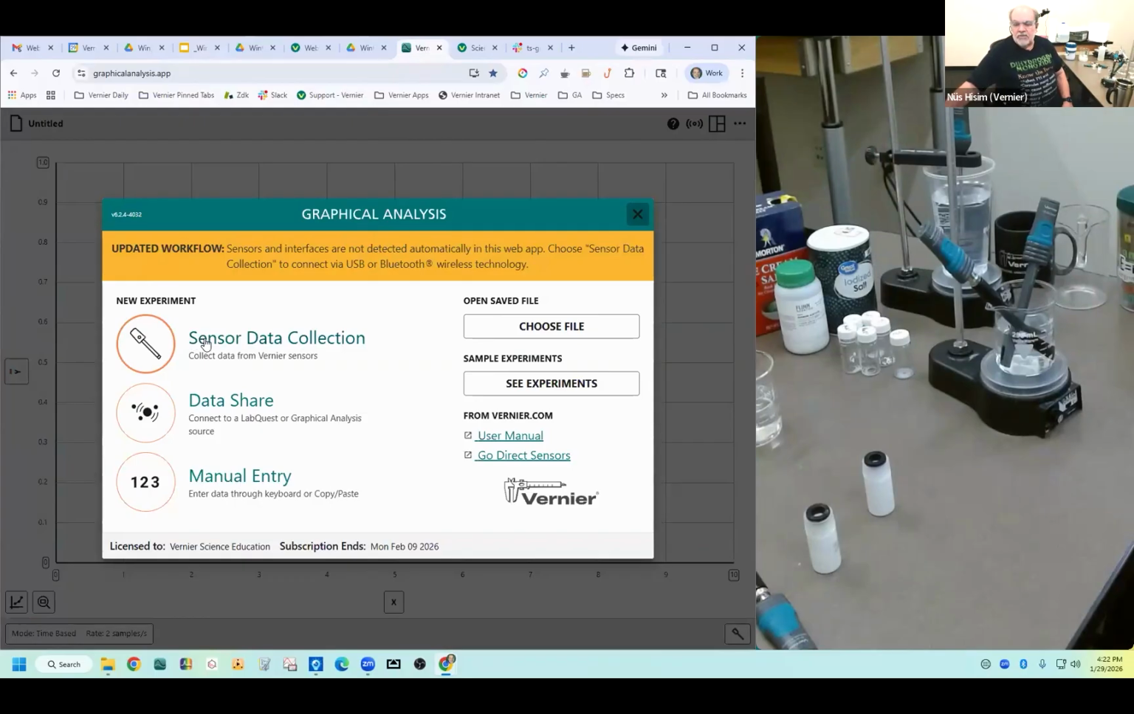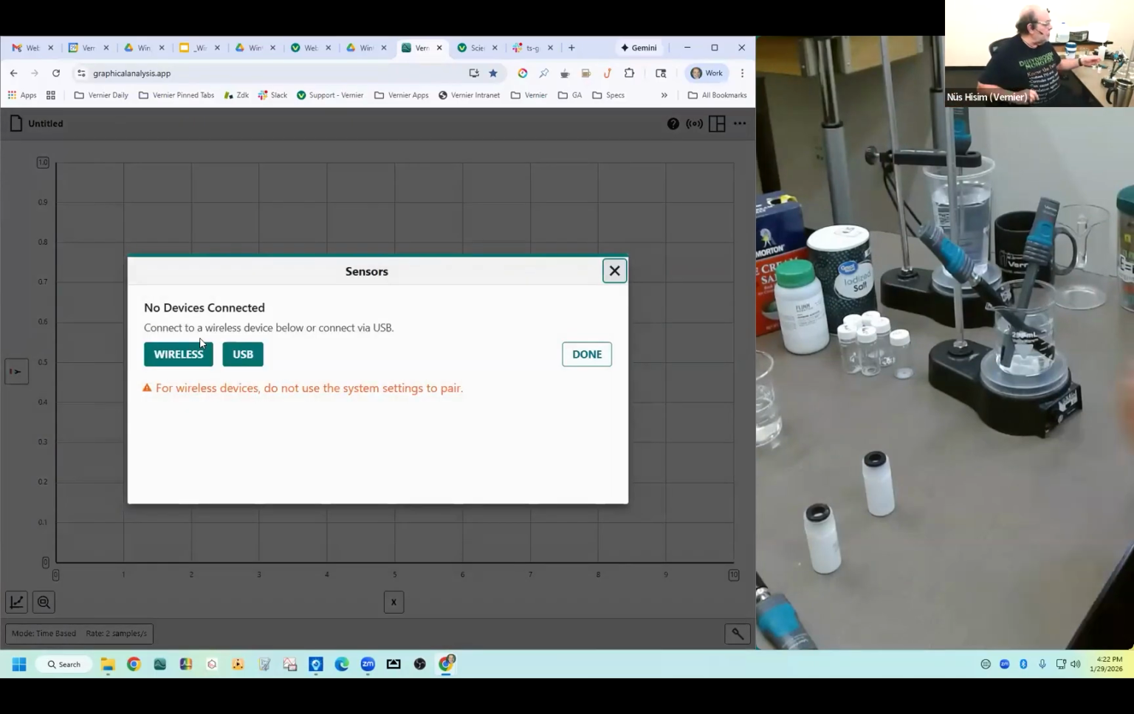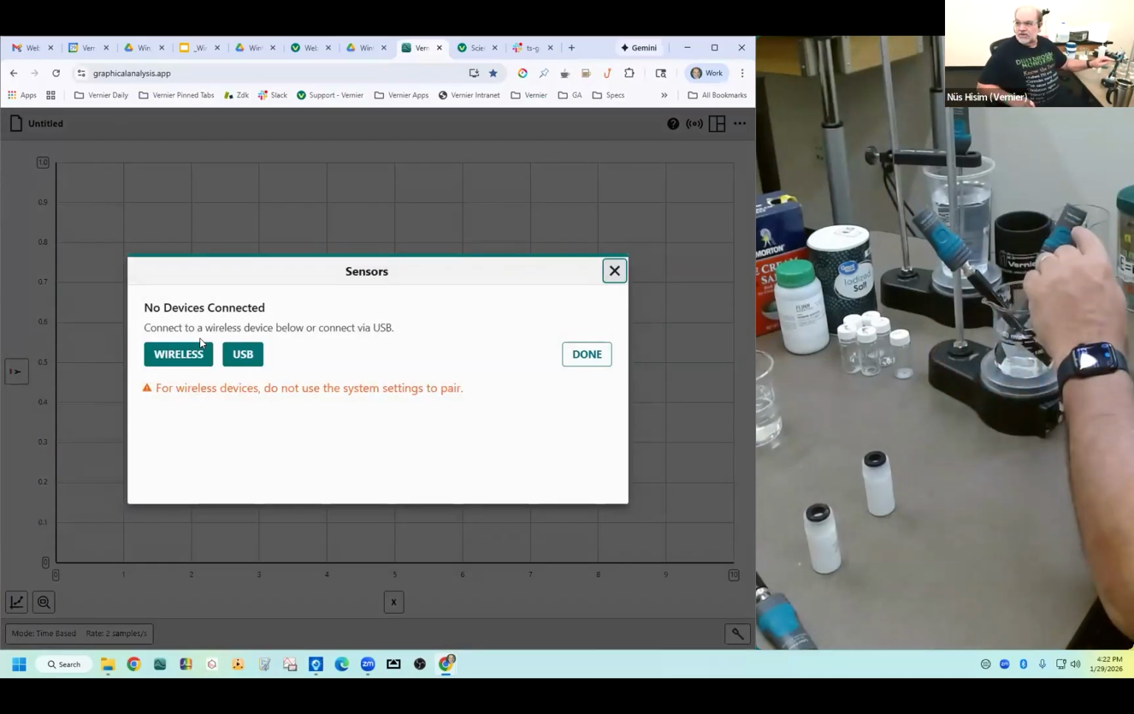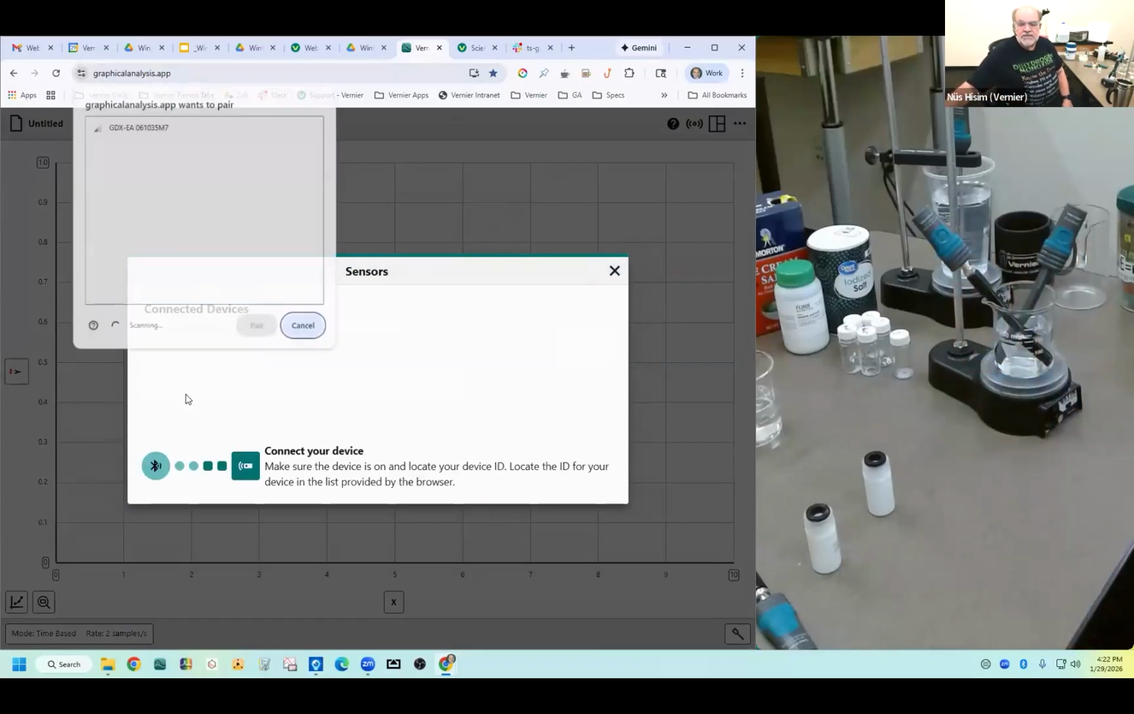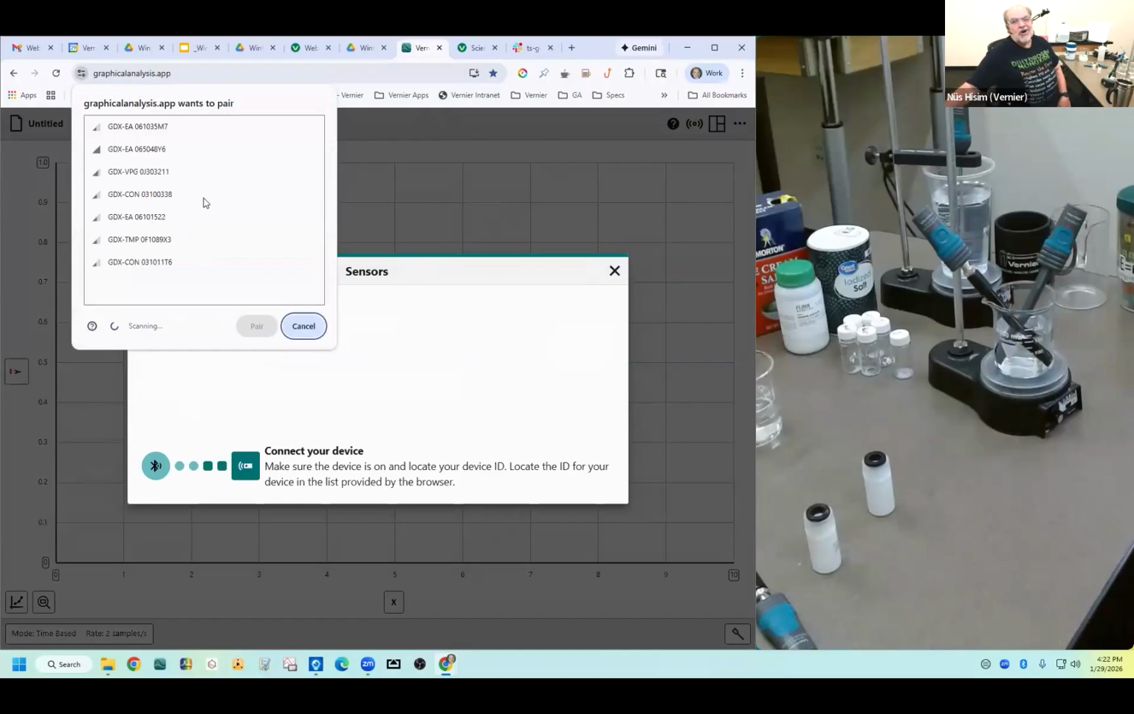Let me connect them real quick here. I'm going to connect them by Bluetooth. So I turned the power on. You might notice their red LED is flashing. I'm using the web-based version of Graphical Analysis. And so I'm going to hit this. Now, where I'm at the office, there's like a million probes around me.